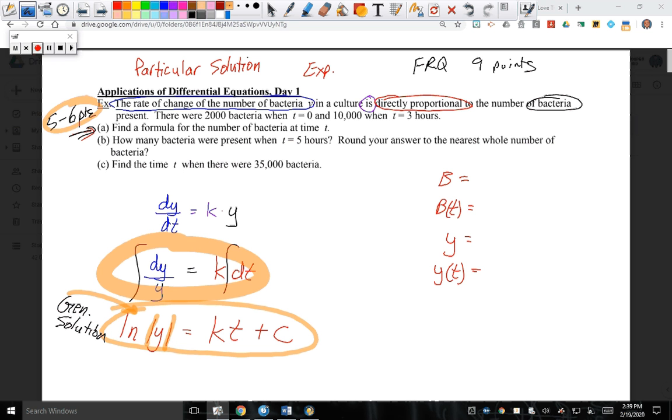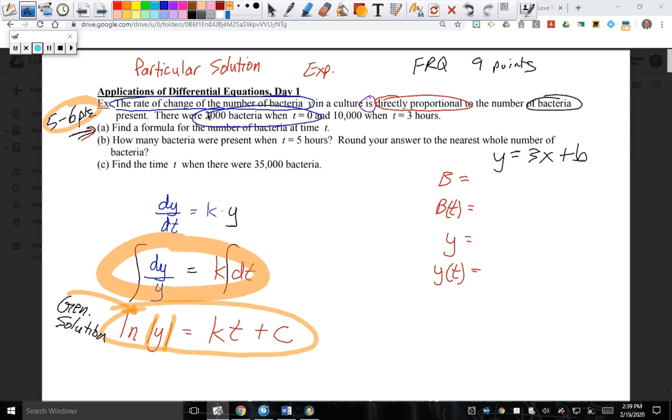Just like when you were in Algebra 1 and you got an equation that looked like this, that's a general solution. That's a B, by the way, not a 6. You would need a point to solve for the particular, which is the y-intercept over there. Here, we need a point. And luckily, I have 2 points.